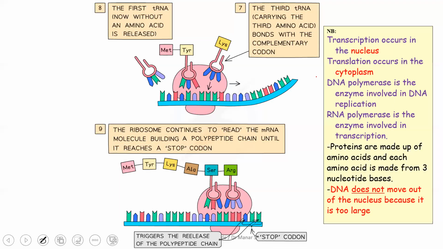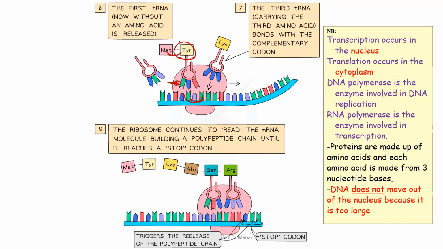Let's look here. This is 1, 2, 3, for example. 1, 2, 3 here is the codon. This is the complementary anticodon. And on the other end, you have the amino acid binding site. It will bring the amino acid with it. And two will attach to the ribosome at any one time.